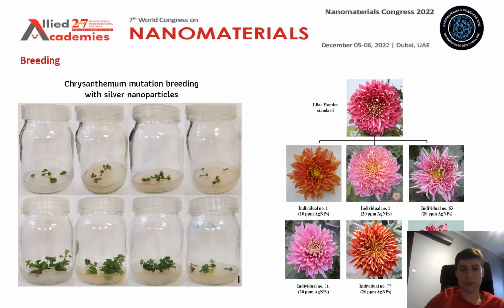And here we also observed that the plants that were grown in the presence of high concentrations of silver nanoparticles, after acclimatization to the greenhouse and brought to full flowering, produced new interesting phenotypes. As you can see, this was the original cultivar, the Lilac Wonder cultivar, and after treating these plants with nanoparticles, we were able to produce plants with an altered plant color, inflorescence color, or even shape.